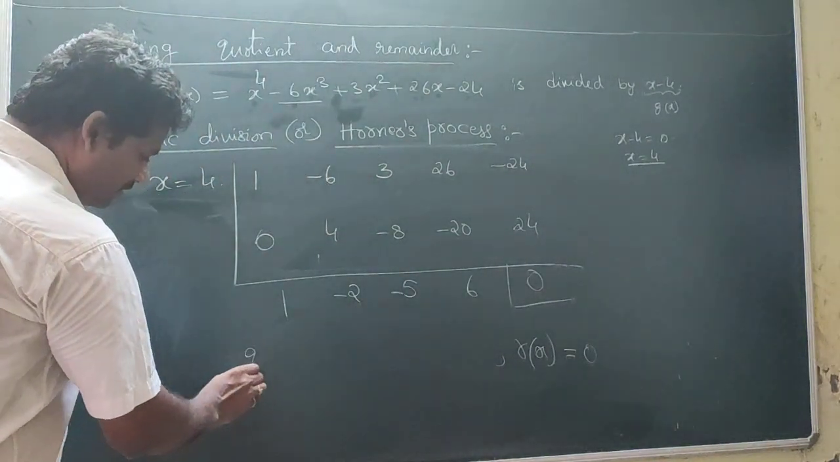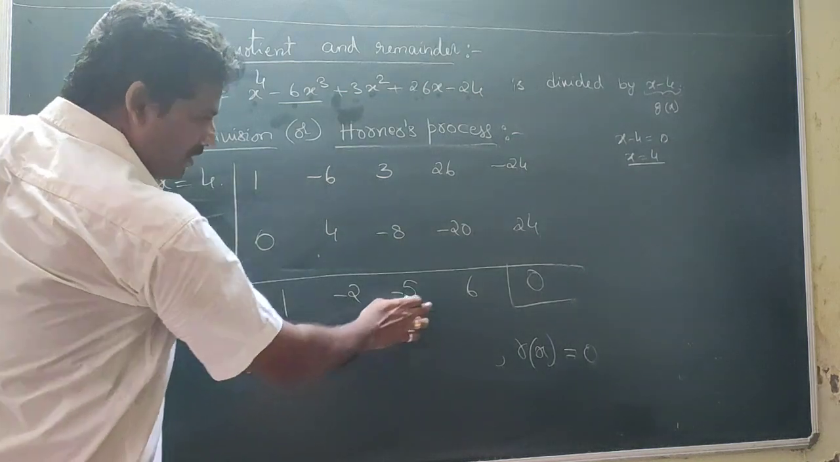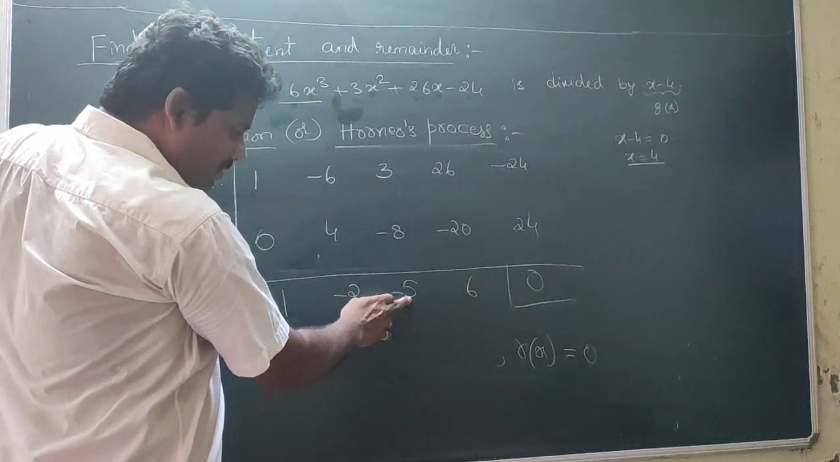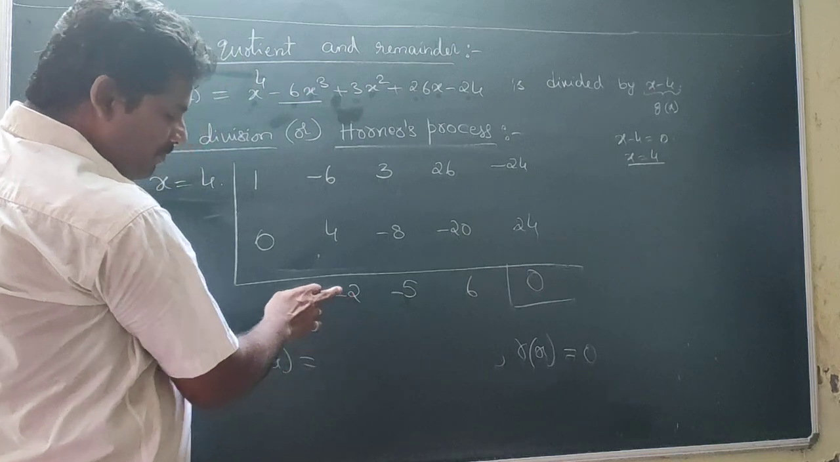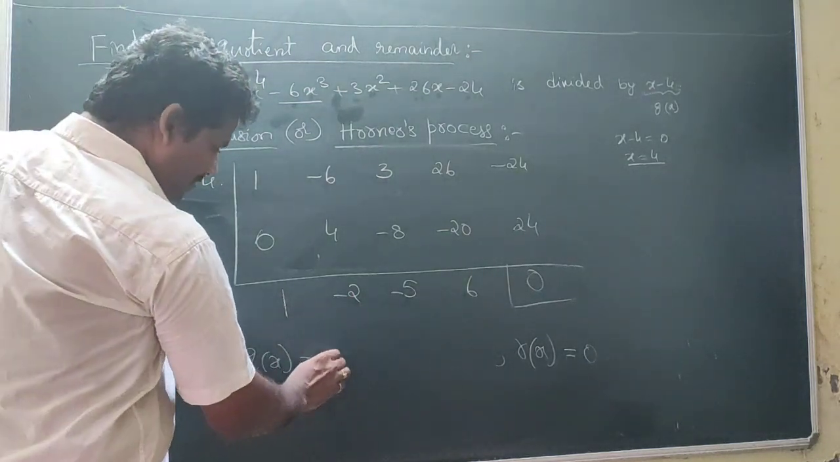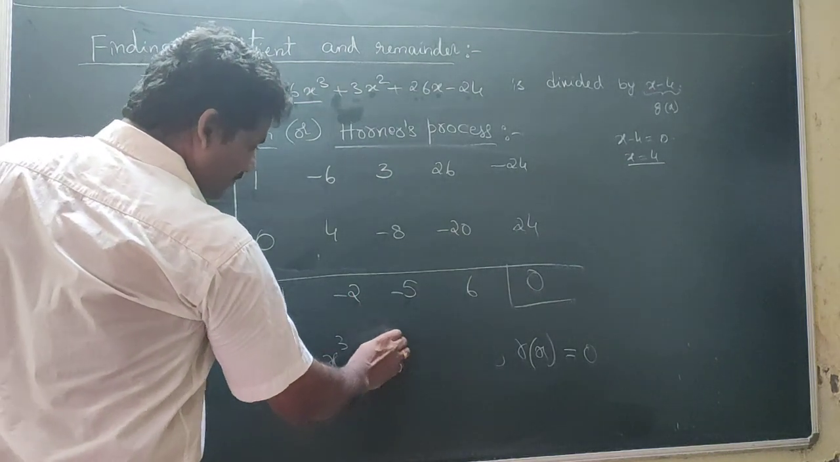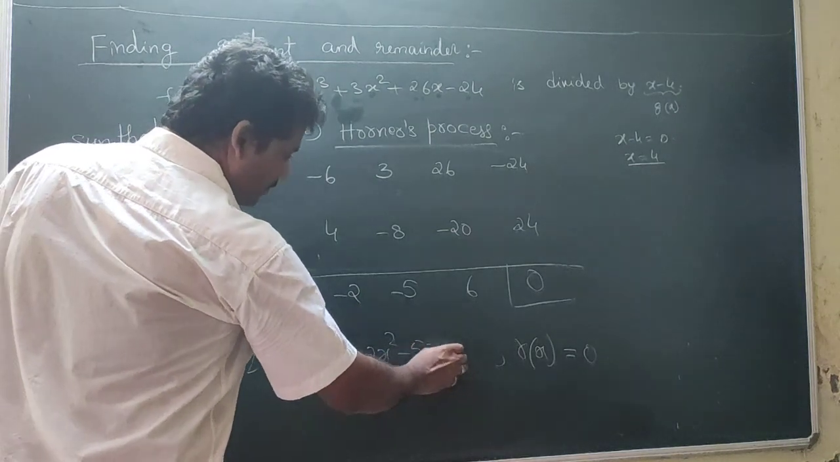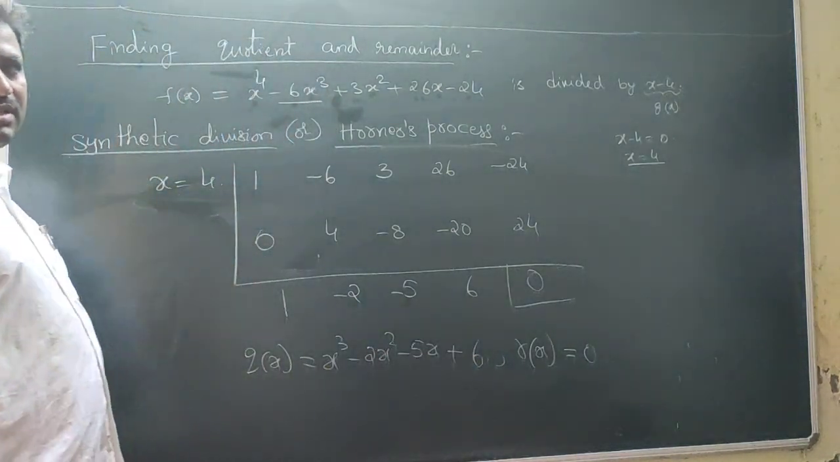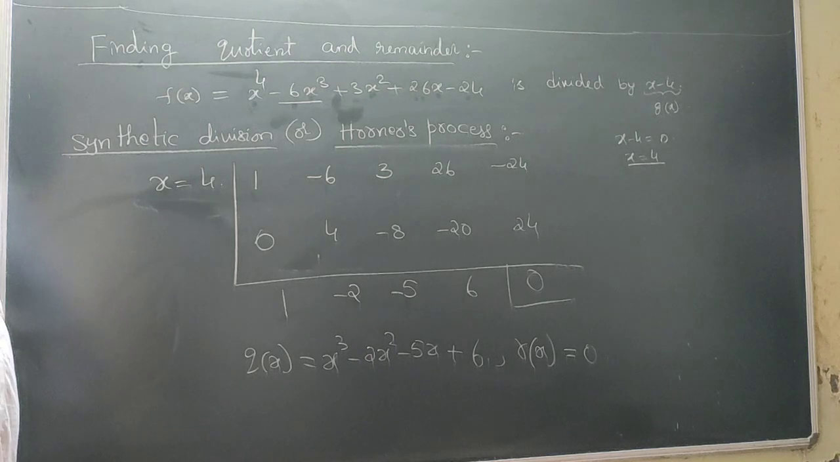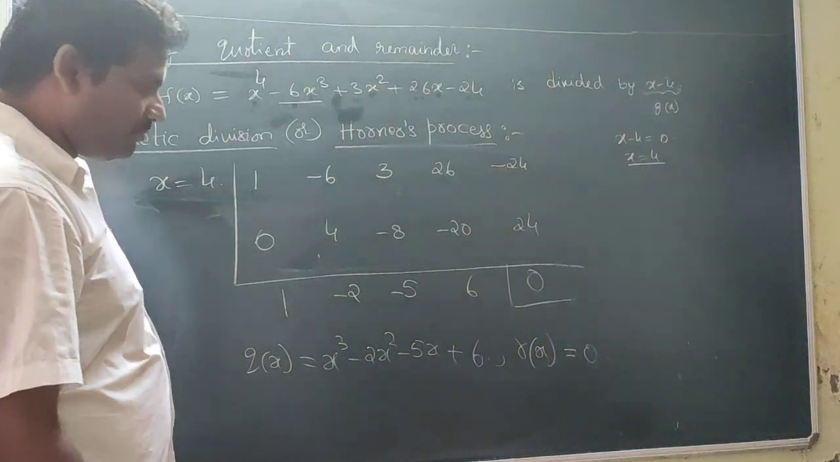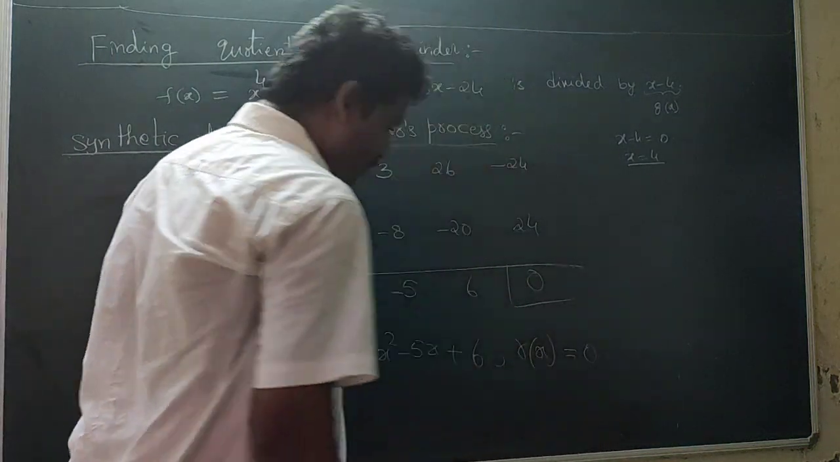And what is the quotient? Constant term, x coefficient, x square coefficient, x cube coefficient: x cube minus 2x square minus 5x plus 6. That is the quotient and remainder. Okay. Let us do one more problem.